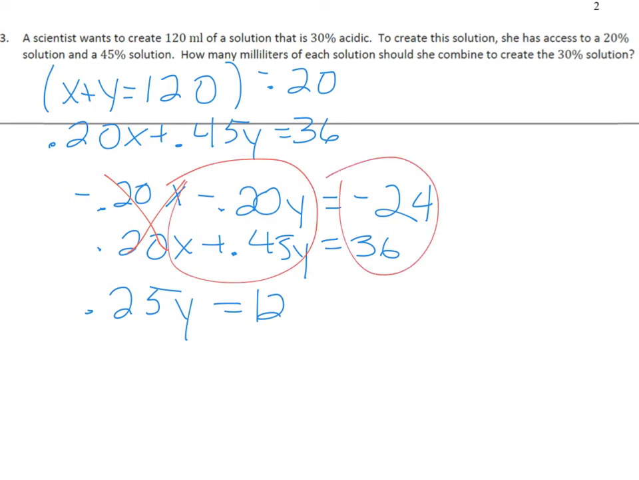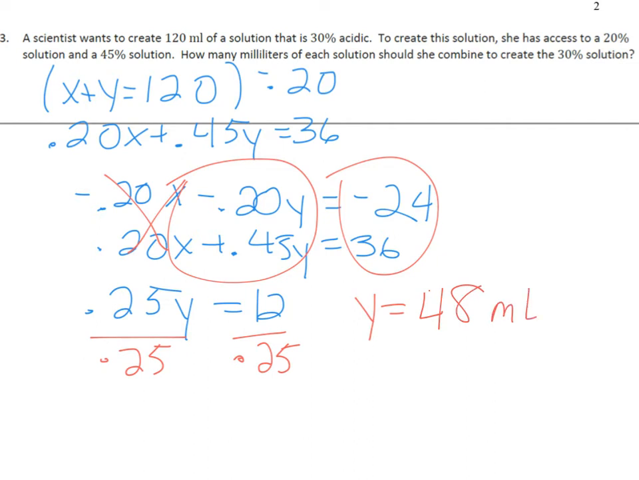So we can quickly solve this. Divide out by 0.25 and divide out by 0.25, and we get that y, our 45% solution, will be equal to 48 milliliters. So if we go back and plug this in, I'll plug it into the top so we don't have to work with decimals there.